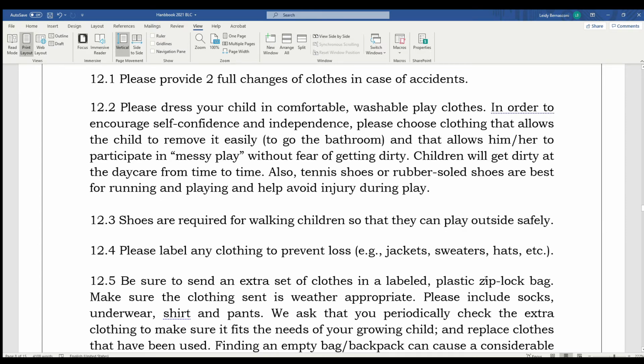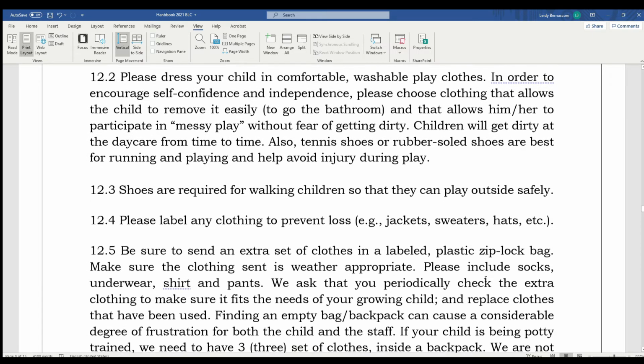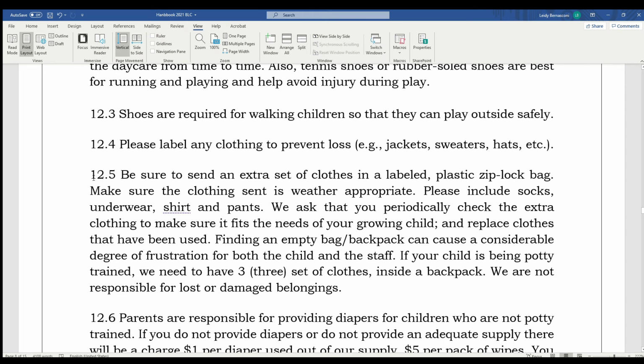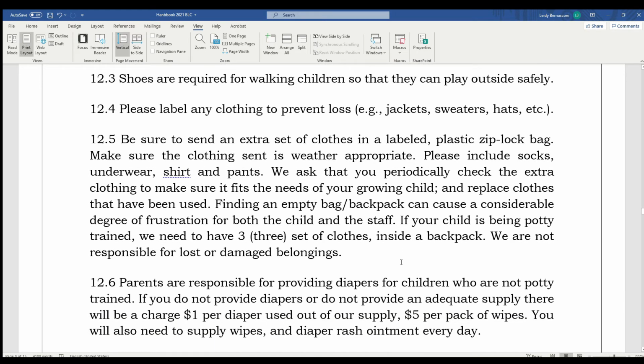I don't like sandals, I don't allow it. I don't allow those nice shoes either. They can bring them, but here in our daycare we always keep it tennis shoes for the kids to go and play outside safely. Everything has to be labeled, including jackets, sweaters, hats, and then everybody brings all these clothes in a Ziploc bag to make sure that I won't lose them.